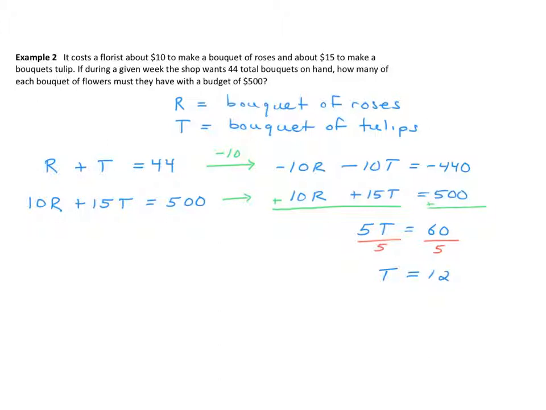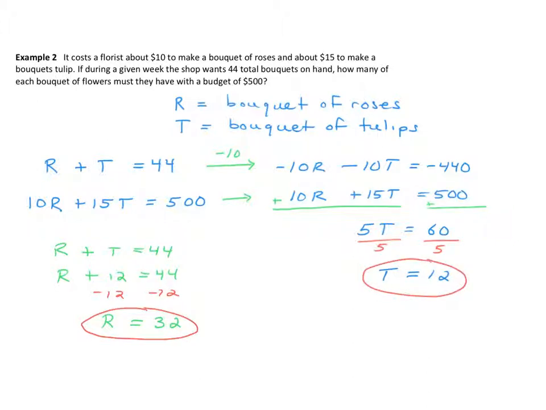The only other thing I need here is R. So this is where I go back to my first equation. I'll put 12 in place of T, and that allows me to solve for R. I have R plus T is equal to 44. I'm going to put 12 in place of T and simply subtract 12 from both sides. And when I do, I have my answer for R: R is equal to 32. So we have our answer. The florist should make 32 bouquets of roses and 12 of tulips, and that's the final answer.